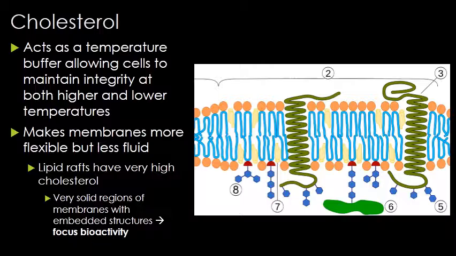So these areas called lipid rafts are going to have a whole lot of cholesterol. And so these are going to be very tough sections. Why is that important? Well, it focuses bioactivity. If you have a region that's really tough, it's going to be very solid. That means that the parts that are in it aren't going to flow around as much as they would in the regular fluid mosaic. So they're going to focus bioactivity, allowing a cell to have regions that keep doing their job no matter where they move.